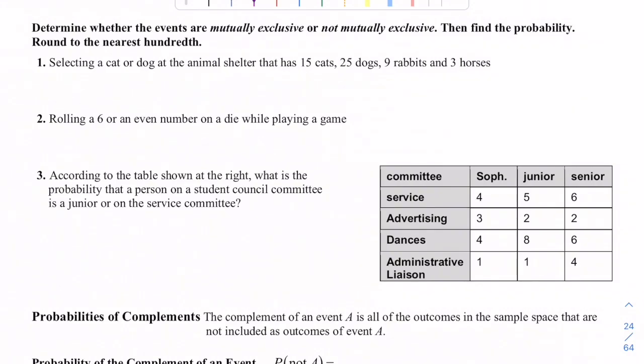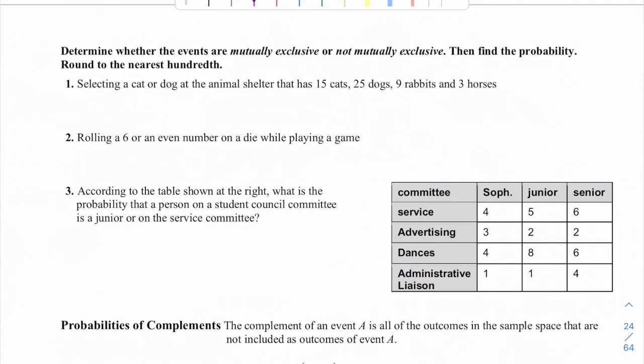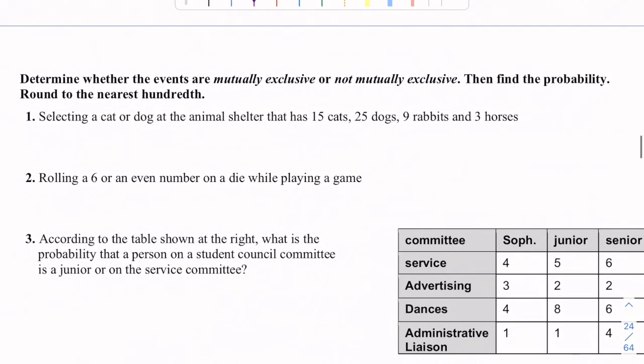All right, class. So we're going to do the second side of our chapter 13-5 notes. Okay, and they're mainly just examples. So let's get to it. If you need the guidance, please listen along. So determine whether each event is mutually exclusive or not mutually exclusive.